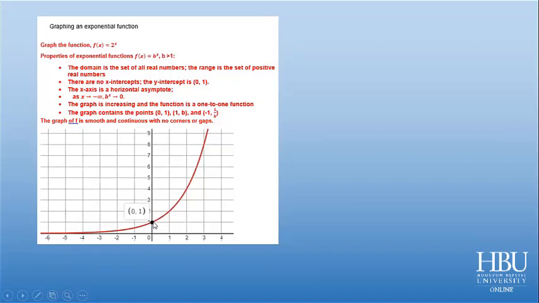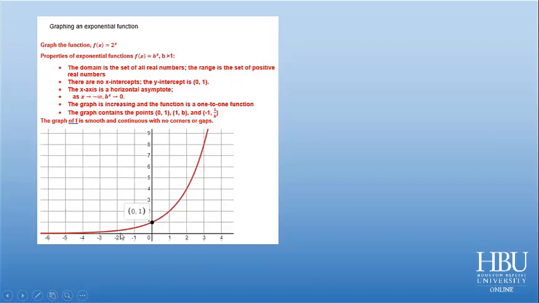So the point 0, 1 is going to be on the graph of these exponential functions. As we said, the x-axis is a horizontal asymptote. As x approaches minus infinity, b to the x is going to get closer and closer to 0.